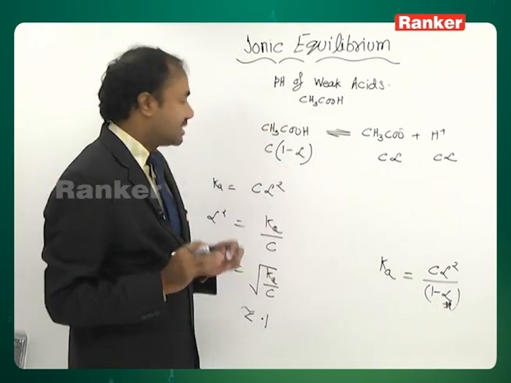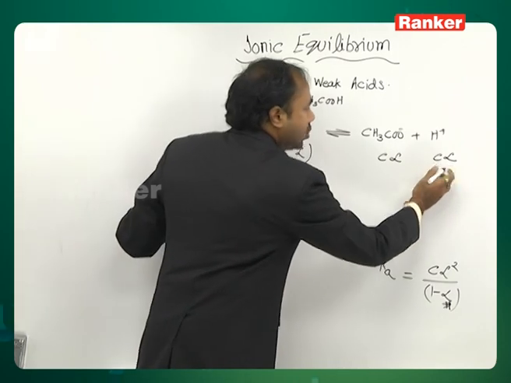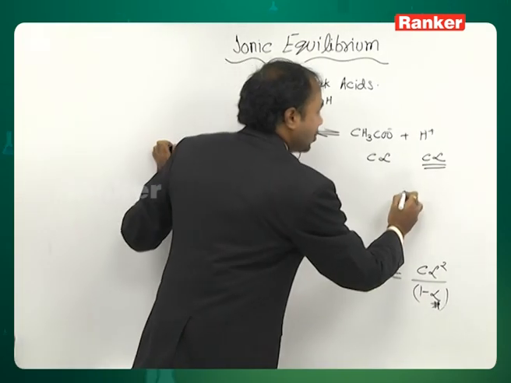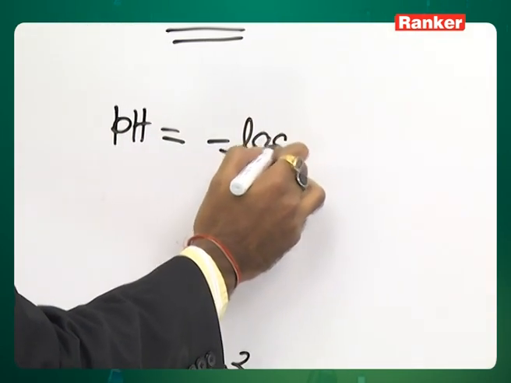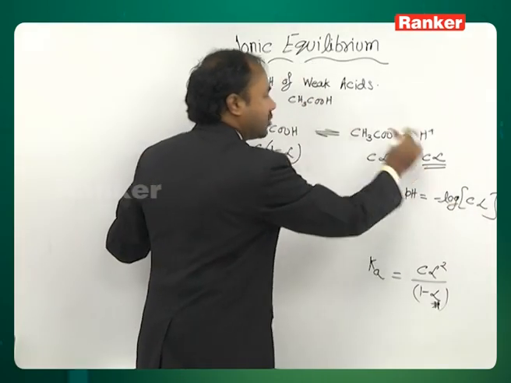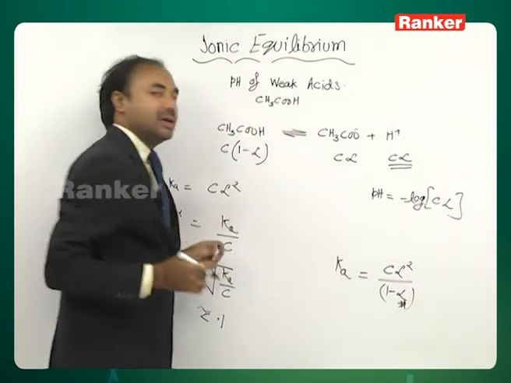If the approximation was valid, you should become very happy. What you have to do now is simply take this value of alpha and multiply with C, you will get C alpha. To get pH, what you have to do is take minus log of C alpha. C alpha is what? Concentration of H plus ion. Simply take minus log of C alpha, you get pH from here.